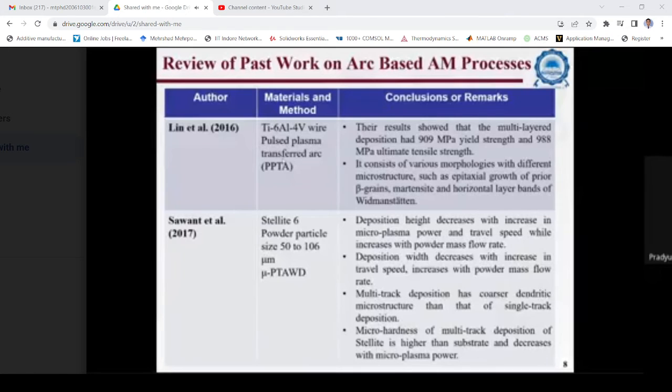In the next detailed review, the author used microplasma transfer arc deposition of Stellite 6 powder particles of size 55 to 106 micron. The final conclusion is that deposition height decreases with increase in microplasma power and travel speed. The multi-track deposition has a coarser dendritic microstructure than that of single track deposition, and the micro hardness of the multi-track Stellite deposition is higher than the substrate and decreases with microplasma power.